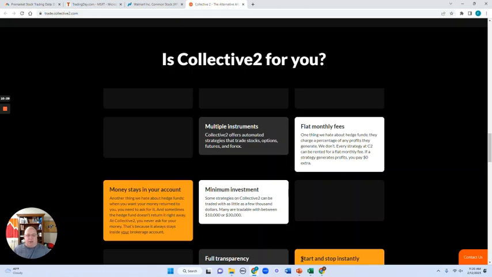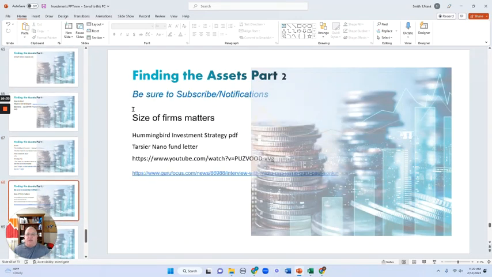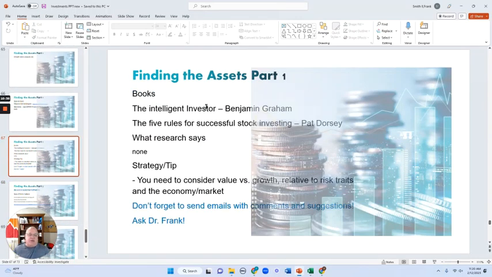So, all right, that's part one of the assets. The book I would suggest is just to go back to The Intelligent Investor. Benjamin Graham has some great long-term ideas about investing, value ideas especially. Pat Dorsey is the man when it comes to recent stuff. We are not looking at research this time on this one, and you need to consider value versus growth every single time, because sometimes value is going to be the way to go, sometimes growth. Value is a little safer in down markets.